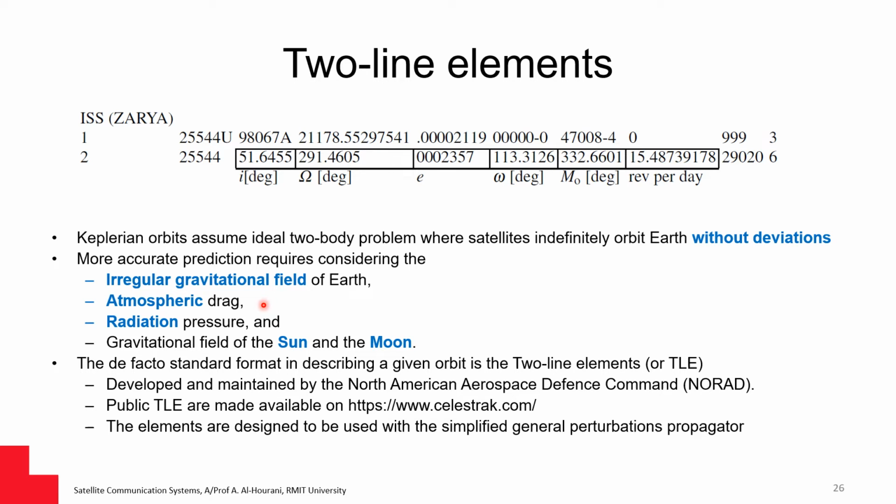Also, there's a radiation pressure from the sun, and also there's a gravitational field from the sun and the moon. So when these are taken into account, you need more advanced methods, and it's very hard to do manual calculations for that, so we use codes to simulate the satellite orbits. So in order to simulate the satellite orbit, you need to feed it with the two-line element. This is an example of the International Space Station and code word Zarya. You can download the updated two-line elements from this website.